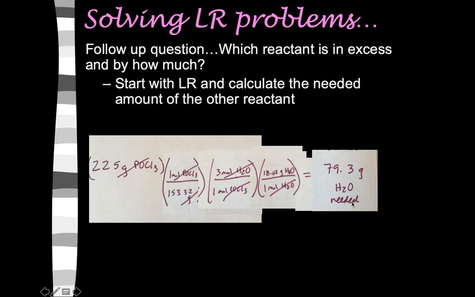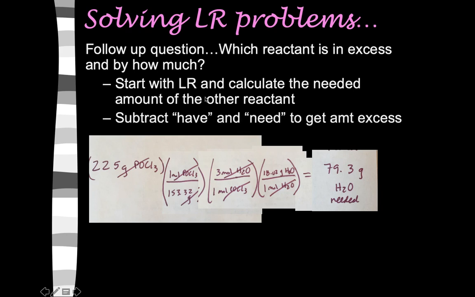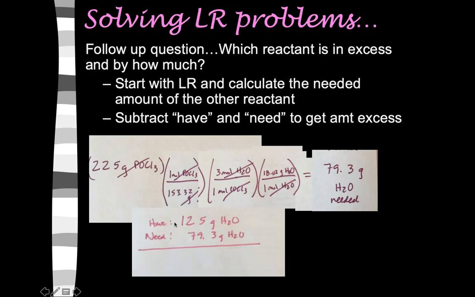Okay, now here's the last little piece, subtraction. Subtract the amount that we had of water and the amount that we needed to get the amount that is excess. So remember, from the given problem, I have 125 grams of water, but I only need 79.3 grams of water. So how much is excess? Subtract those two, 45.7. But remember our subtraction rules. I can't have more decimals than are in my starting numbers. So this is going to round up to 46. So I have 46 grams of water that was excess.